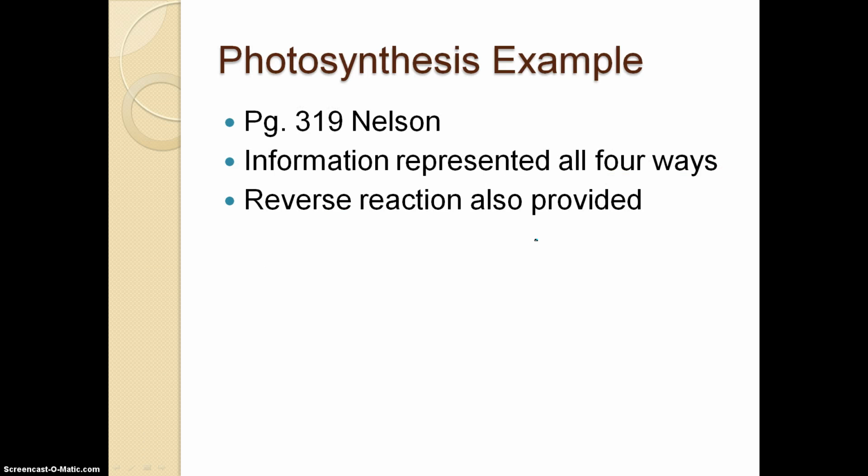If you look on page 319 of your Nelson textbook, there's an example for photosynthesis. It shows information represented all 4 ways, and it also shows the reverse reaction. And something you'll notice is the numbers stay the same. So if you have an exothermic reaction going one way, that's negative 2,000 kilojoules, the reverse reaction will also be 2,000 kilojoules, but it will be positive.